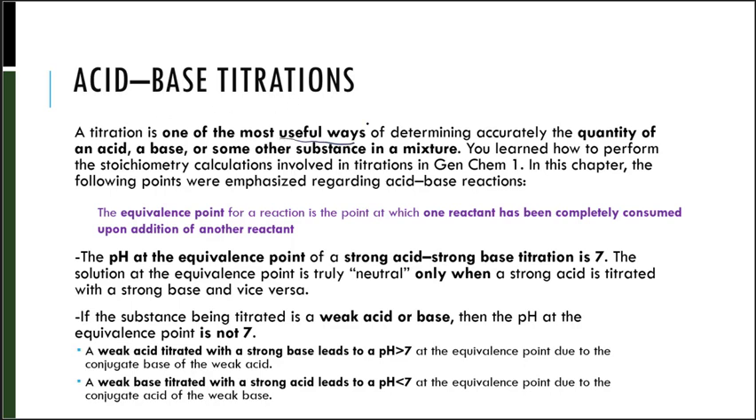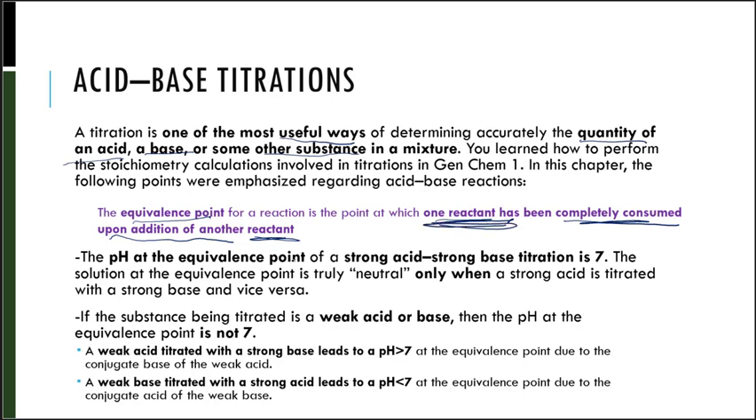It's one of the most useful ways for determining accurately the quantity of an acid, a base, or some other substance in a mixture. You learned how to perform the stoichiometry calculations involved in titrations back in Gen Chem 1. In this chapter, the following points were emphasized regarding acid-base reactions. First of all, the equivalence point for a reaction is the point at which one reactant has been completely consumed upon addition of another reactant. So we need to make sure when we're looking at that we're looking at the moles of the substance.